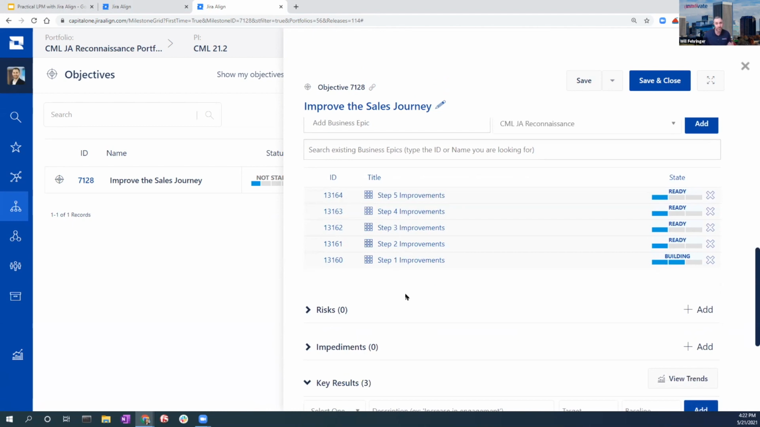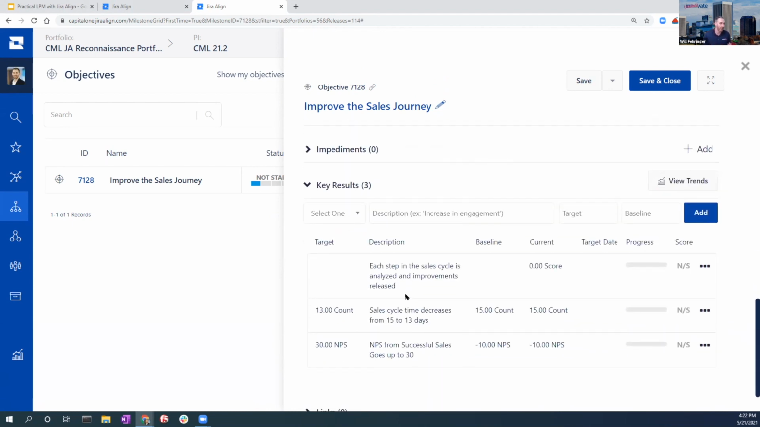Now I'm going to open the key results. It's going to look pretty similar to what we saw earlier of how you can define key results. For this portfolio, they use their Net Promoter Score as one measure of success, of what it means to improve the sales journey: that your customer feedback, your Net Promoter Score, goes up from their baseline of -10 to 30, which is their target going forward. And also that the cycle time for the sales cycle decreases from 15 days to 13 days. If people are able to get through it quicker, that means it's a better process because people can get through it easier and more smoothly.